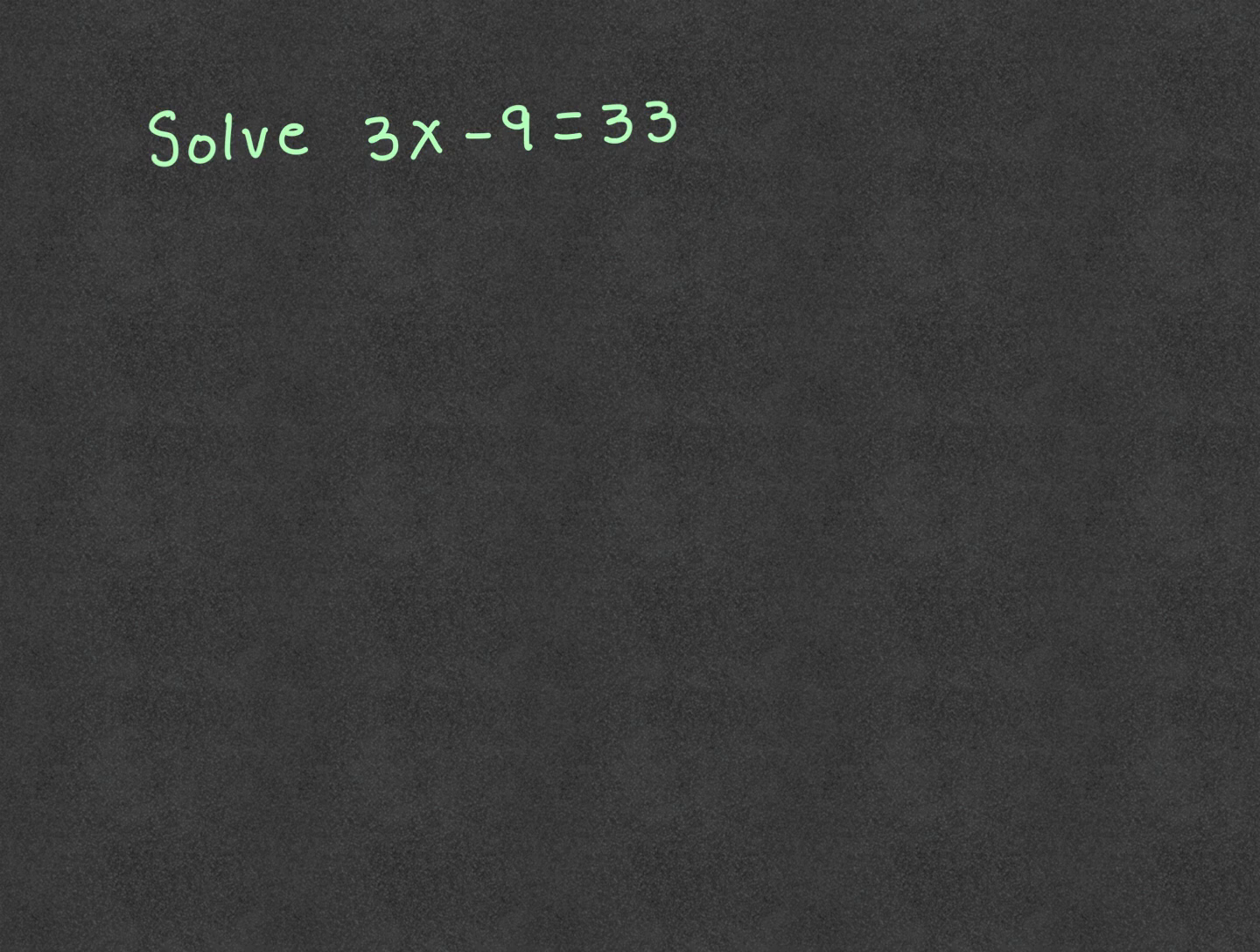Solve 3x minus 9 equals 33. To solve for x, we are adding 9 on both sides. The opposite operation for subtraction is addition. So to remove this, we are adding 9 on both sides. Our aim is to have 3x by itself. So when you add 9, this will be gone, become 0. 3x equals 42. Then divide by 3 on both sides. x equals 14.